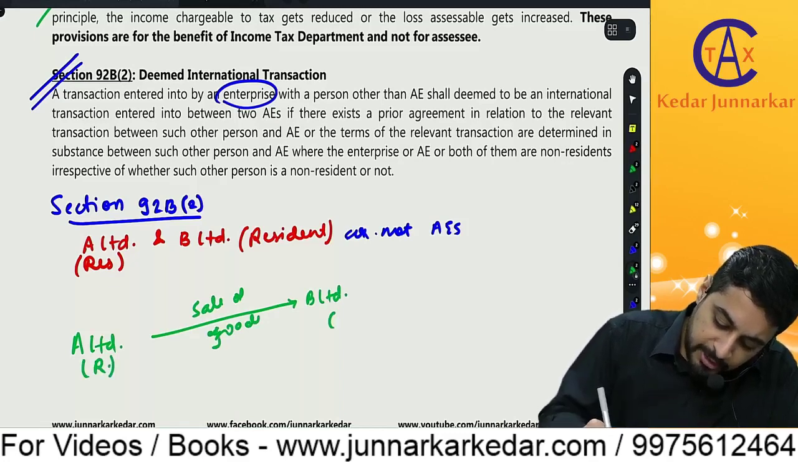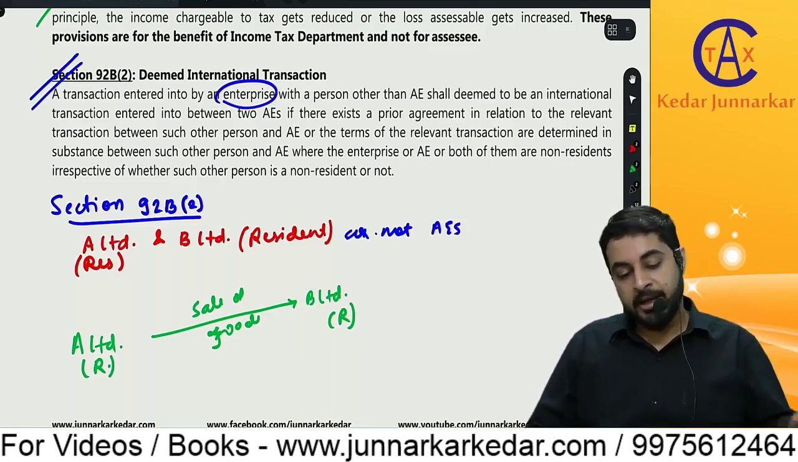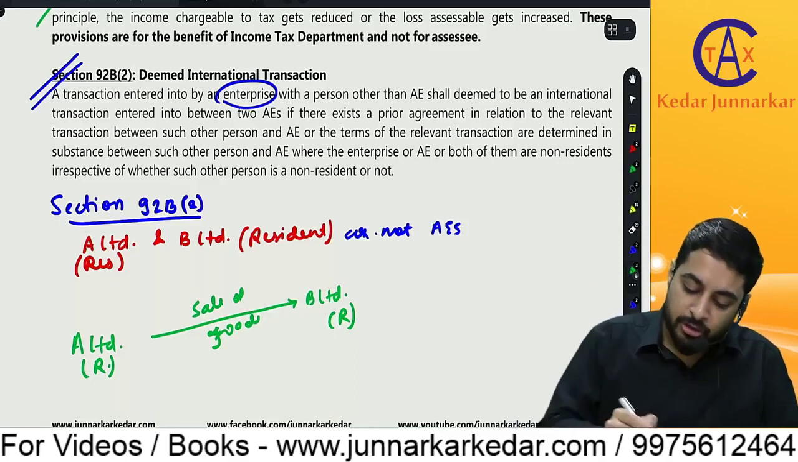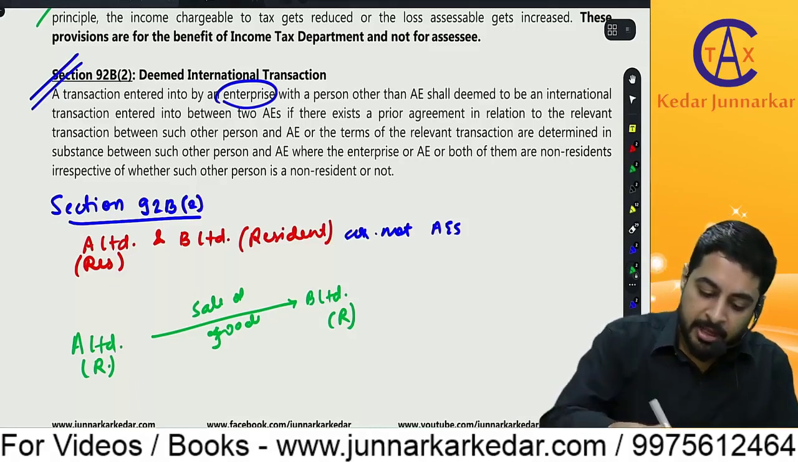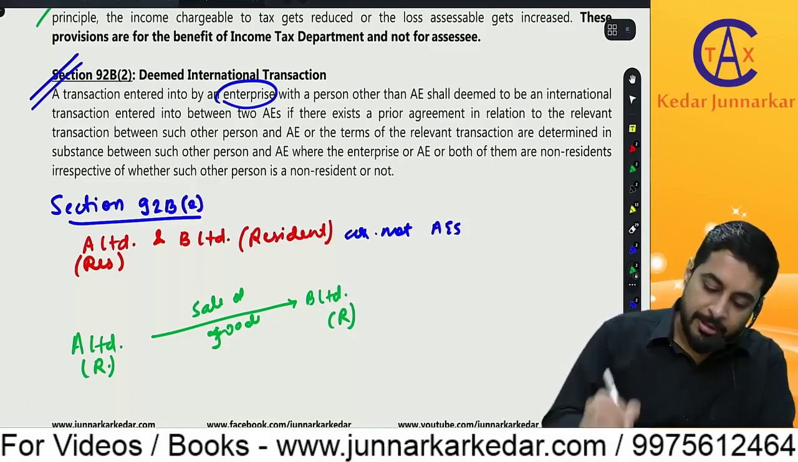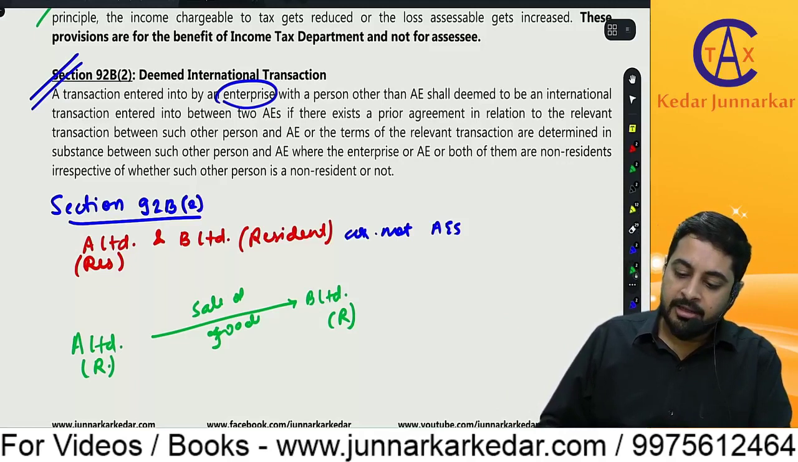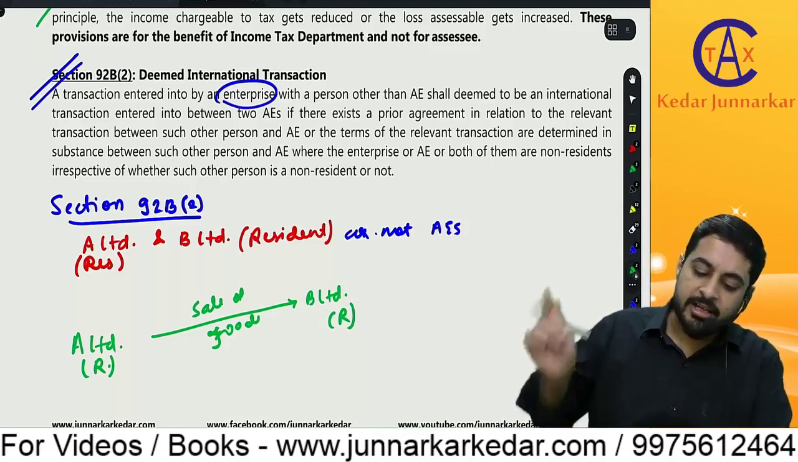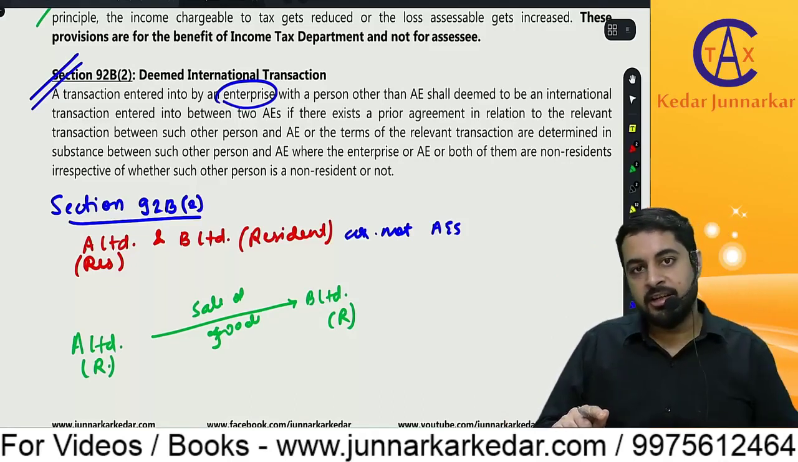Sale of goods. If one resident sells goods to another resident, then the international transfer pricing provision should not apply, but this shall be deemed to be an international transaction, meaning transfer pricing will apply, if there exists a prior agreement in relation to the relevant transaction between such other persons. So B Limited is such other person and AE, or the terms of the relevant transaction are determined in substance between such other person and AE, where the enterprise or AE, both of them, are non-resident, irrespective of whether such other person is non-resident or not.